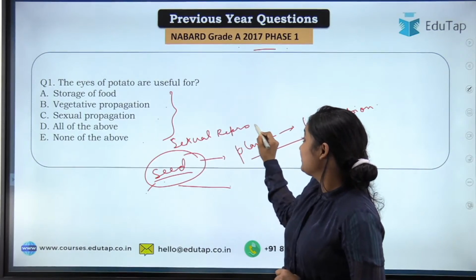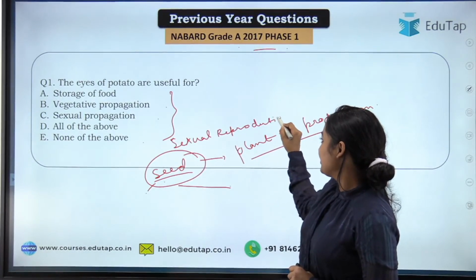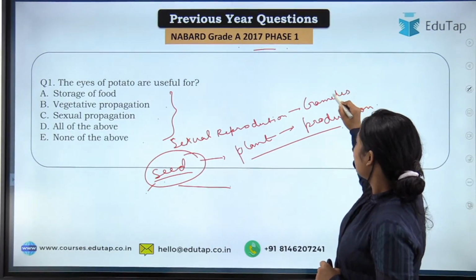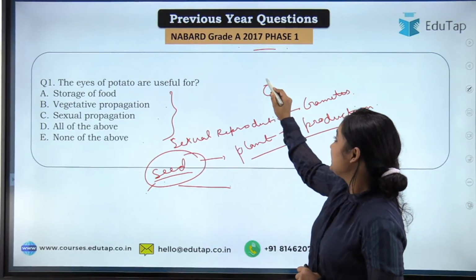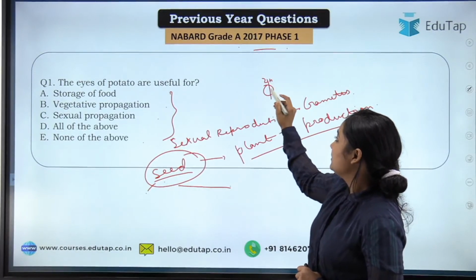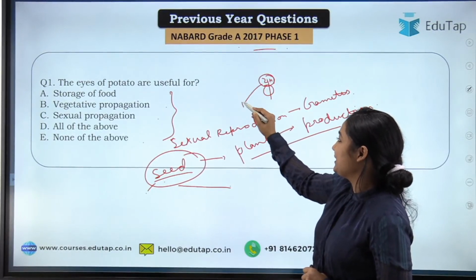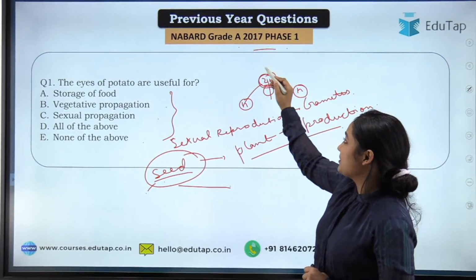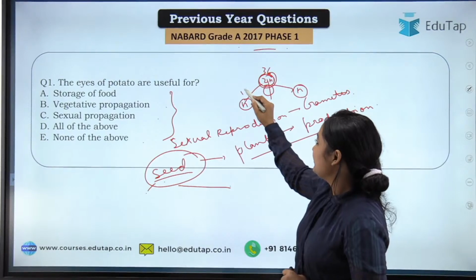Now, what is this sexual reproduction? In sexual reproduction, the gametes are formed. Gametes means the cell divides into two. Suppose 2n is the genetic material, it divides into n and n. Suppose the chromosomes are 36, so they become 18 and 18.